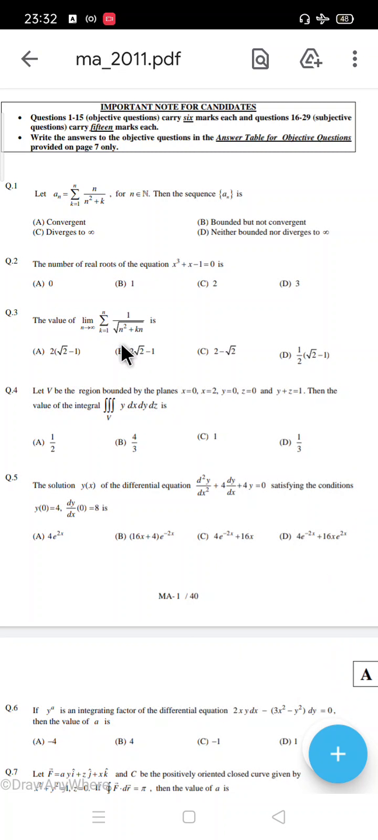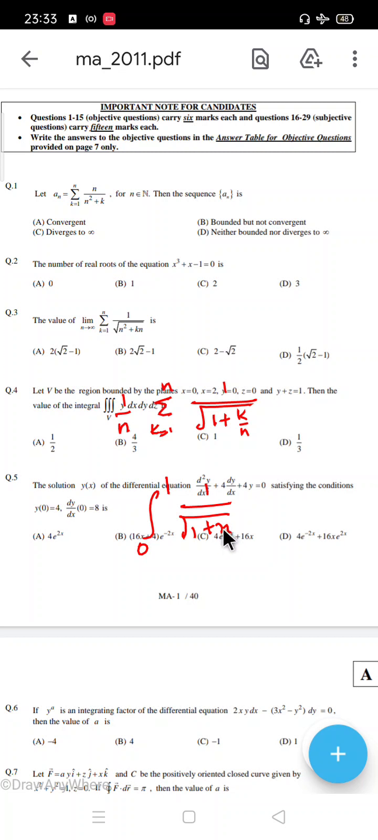Yeah, the same thing here also. Yeah, this will work. See, I want to take 1 upon n common, so let me take 1 upon n summation k equal to 1 to n, this will be 1 upon square root of 1 plus k by n, correct. Yes, so now this will be the integral from 0 to 1 of 1 upon root of 1 plus x.